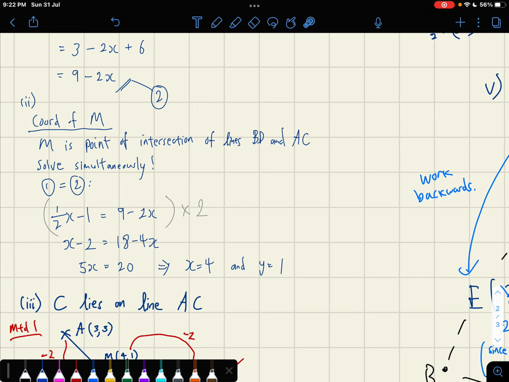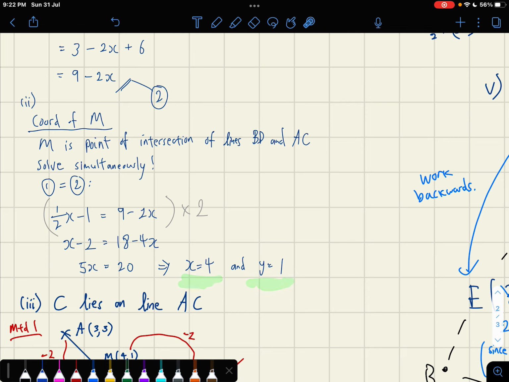Here, you just need to realize that the point M is the point of intersection of the two lines, BD and AC. So you just need to equate them. We have already found the equations in part 1. Equate them, then solve for x. You'll get x equal to 4 and y equal to 1 eventually.